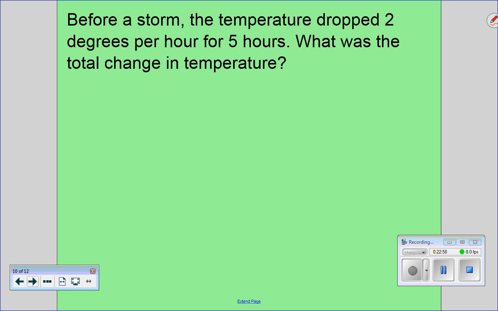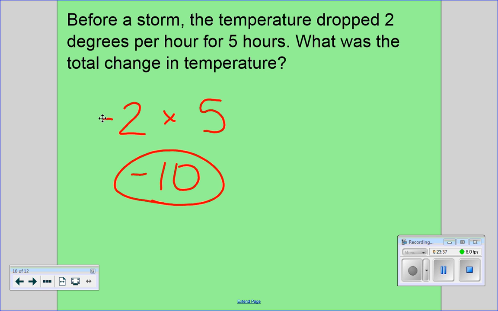Alright. What number up here needs to be negative? What's the key word up here that's telling you something needs to be negative? Aiden. Okay, dropped 2, right? So it went down 2 degrees every hour, for 5 hours. It wants to know how many degrees it fell in 5 hours. So guess what we're going to do? 5 times 2 is 10. Positive or negative? Negative. That's your answer. It dropped 10 degrees in those 5 hours.